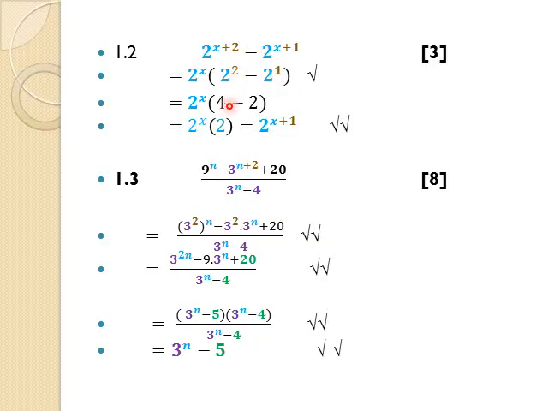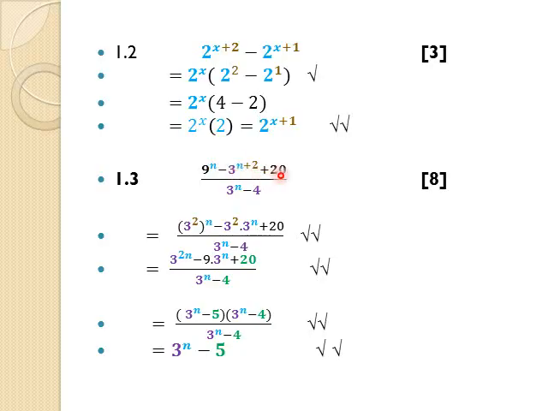Right, so 2 squared would give me 4. 2 to the power 1, 2. 4 minus 2 becomes 2. Bases are the same. So remember, there's an invisible 1 there, so that becomes 2 to the power x plus 1. So 1 mark for taking out the common factor, another mark for simplification there, and 1 mark for the final answer.